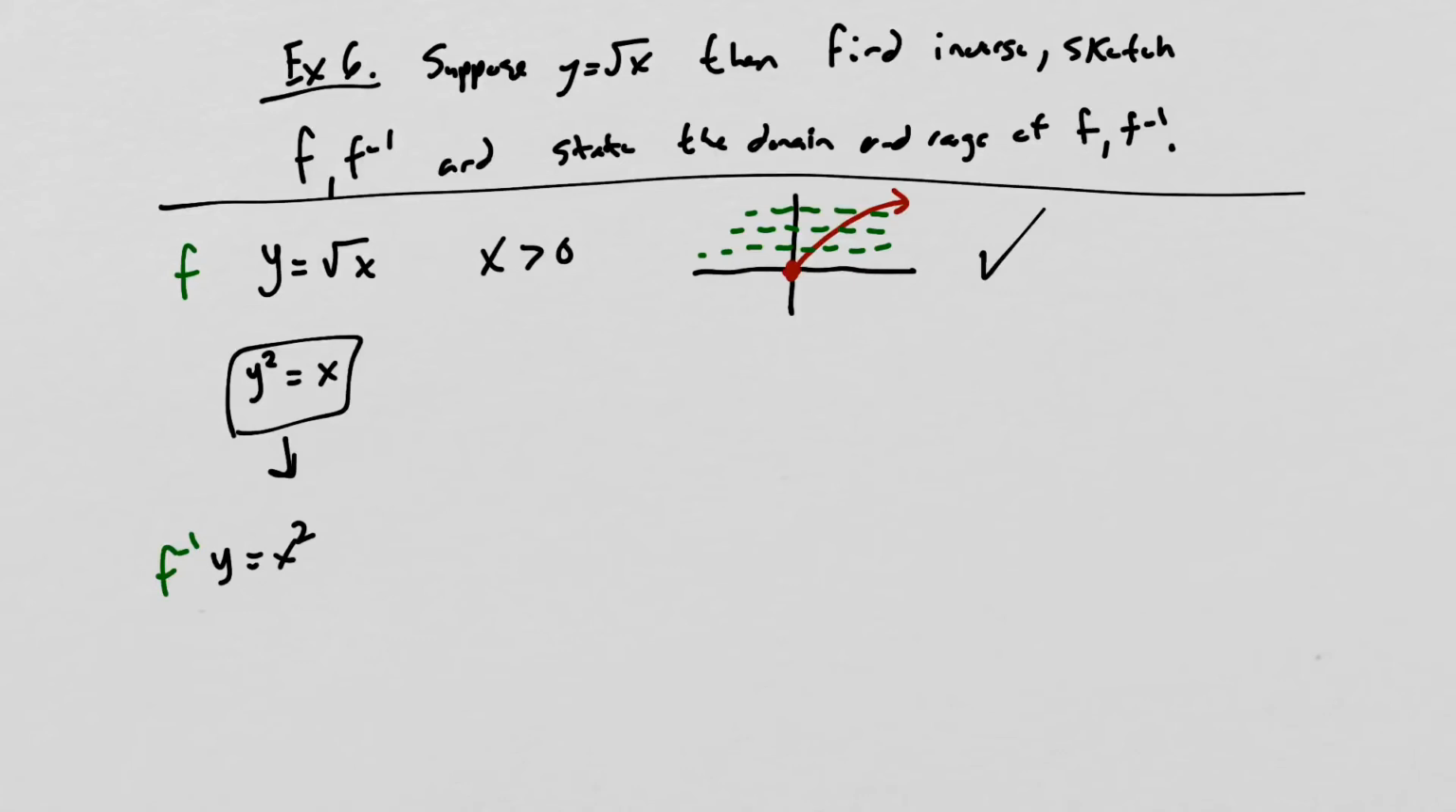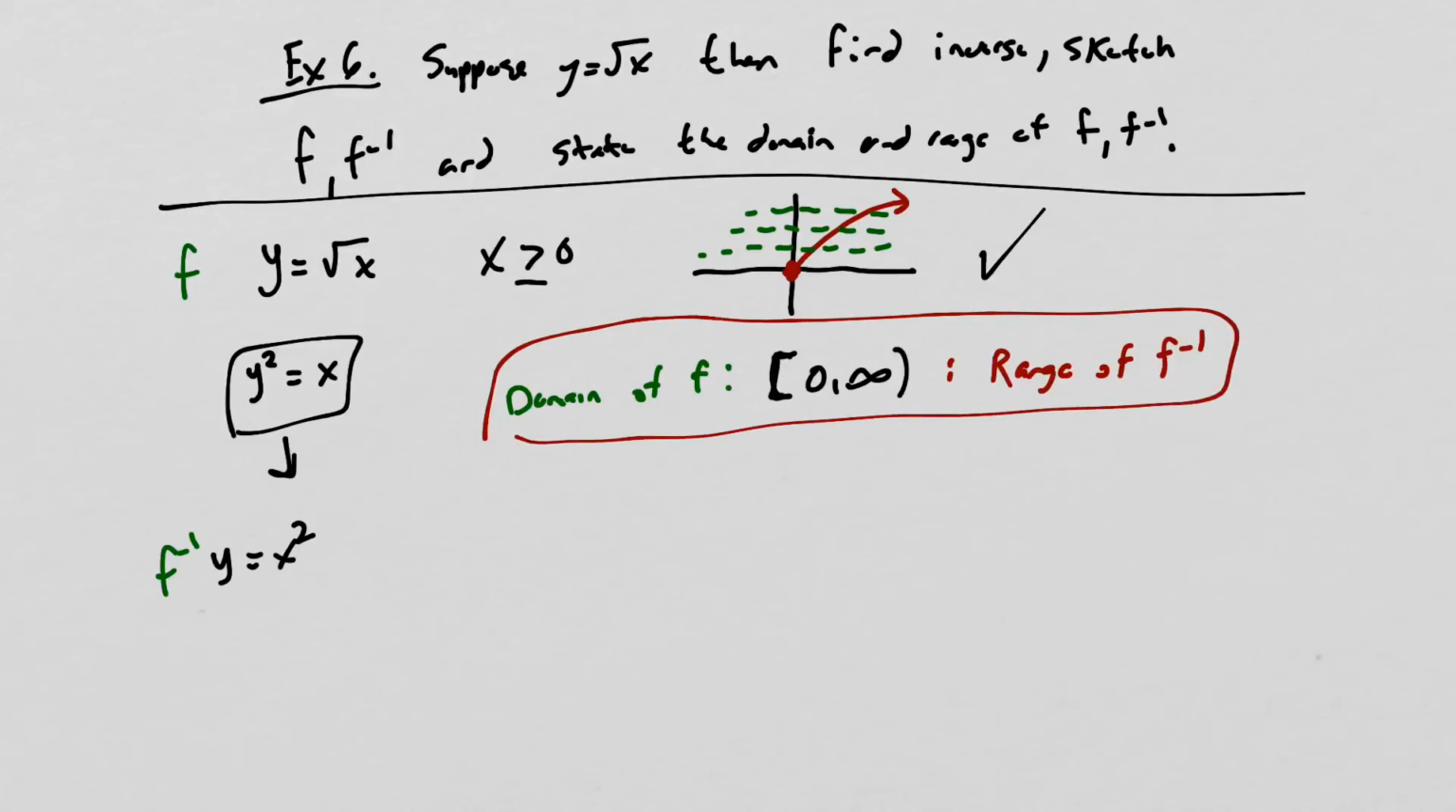Then we just stated that the domain of f is all numbers between 0 and infinity, and actually it includes 0. This means that we just found the range of f inverse. The range of our function is also 0 to infinity.